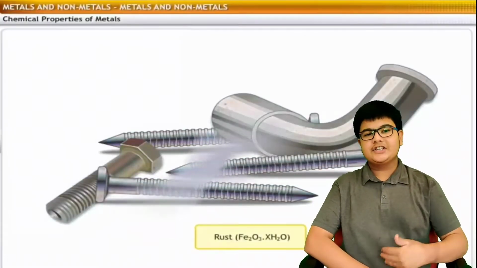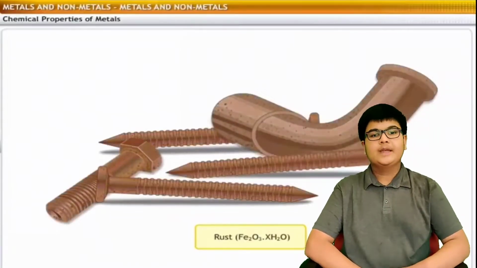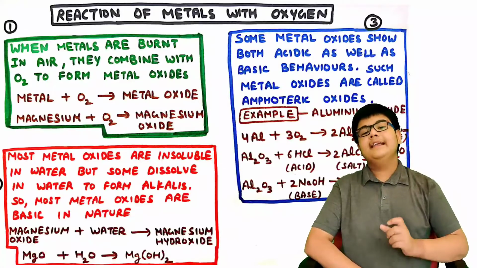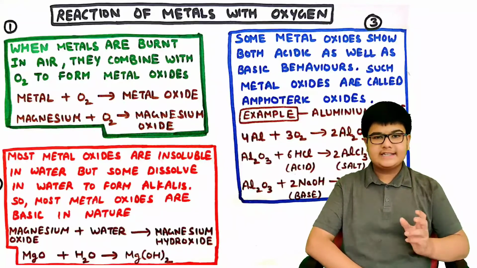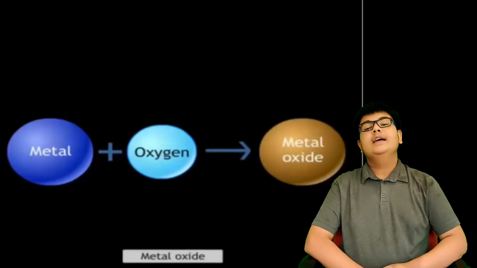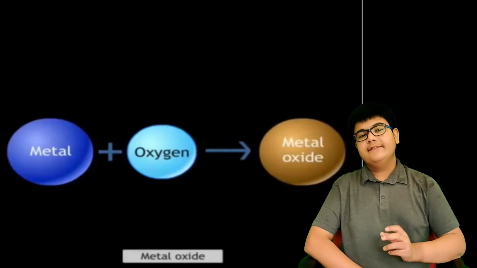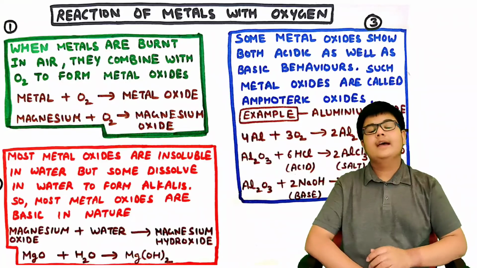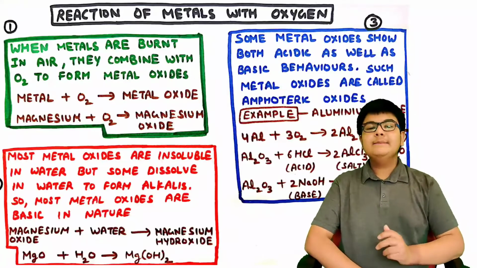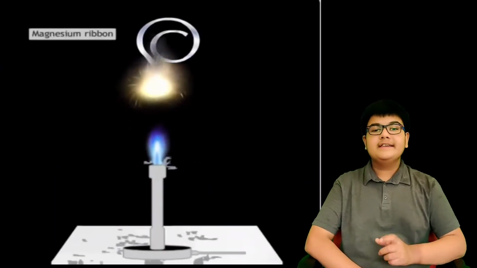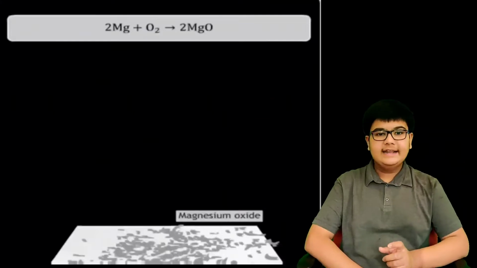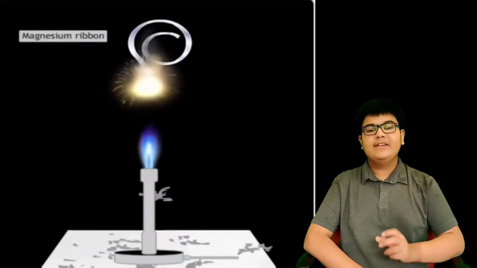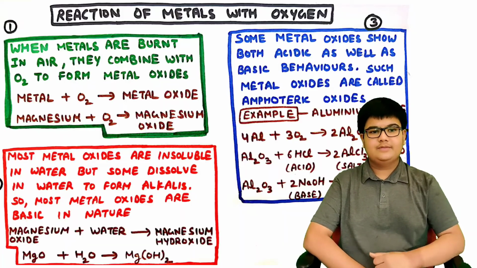First, let us see the reaction of metals with oxygen. So when metals are burnt in air, they combine with oxygen to form metal oxides. So metal plus oxygen gives metal oxide. For example, when the magnesium ribbon burns in air, it forms magnesium oxide and gives a dazzling white flame, as you can see in this animation.